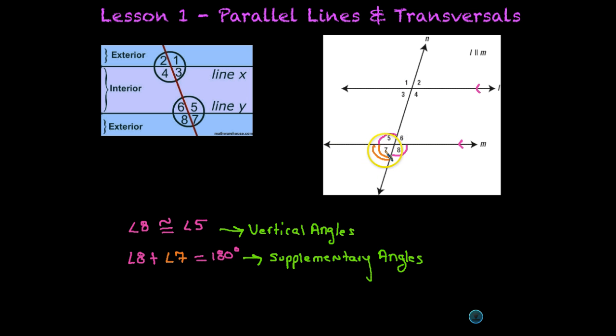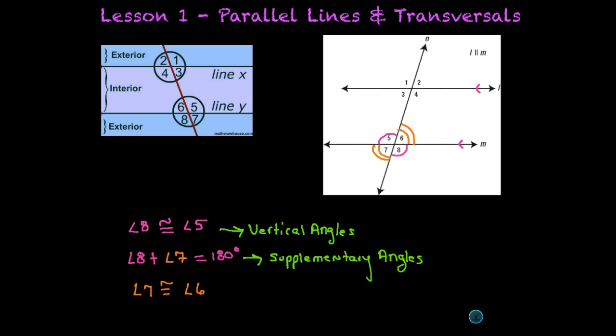Same thing with angle 5 and 7. Well, if angle 7 are these 2 orange marks, then we know that angle 6 also has to be these 2, right? Whatever the measure of angle 7, it has to equal angle 6. So now we can say that angle 7 is congruent to angle 6.